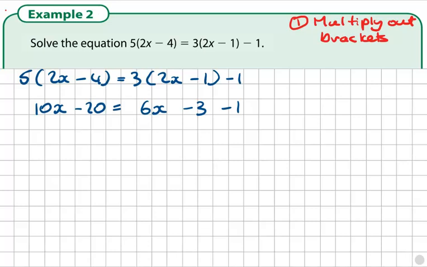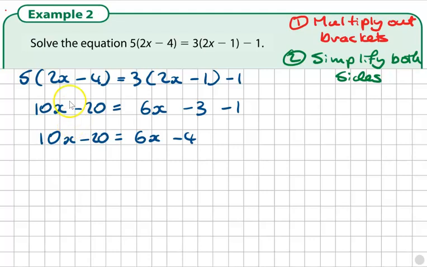So next we're going to simplify both sides. So we just bring down the 10x and the minus 20 on the left-hand side and the equals. We bring down the 6x, and minus 3 minus 1 is minus 4.